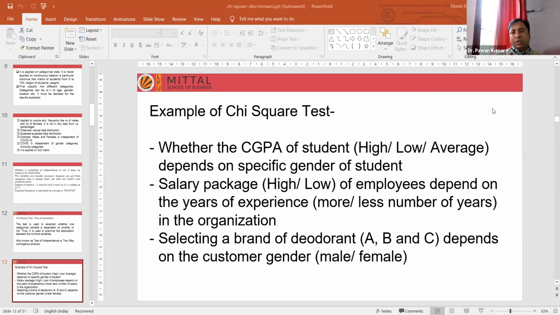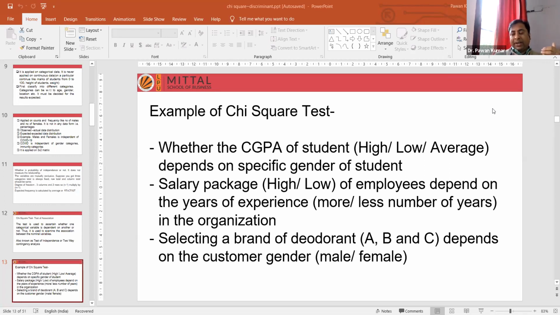Say, let me show you a small example right now. Suppose I am a marketing manager in a perfume company, and my management is in the decision to launch a new fragrance, you can say launch a perfume brand in the market.